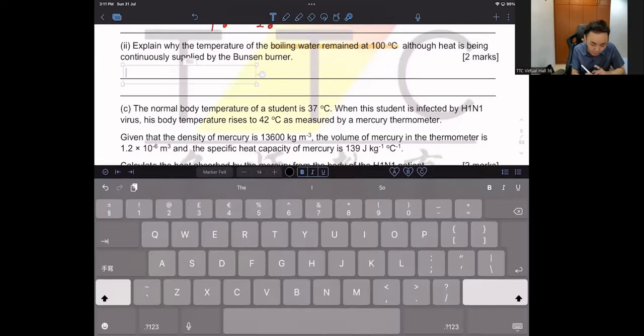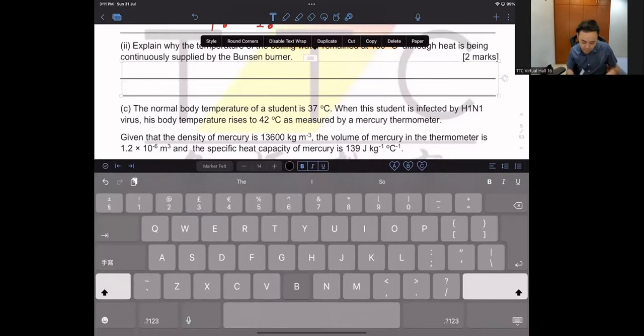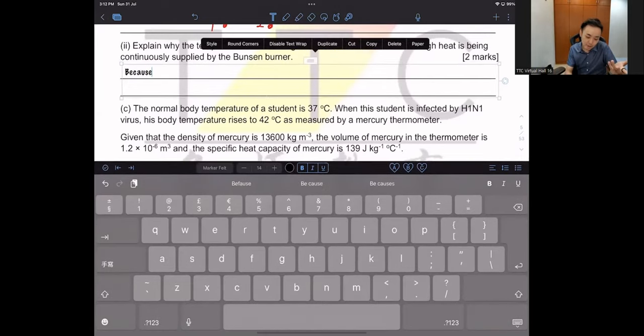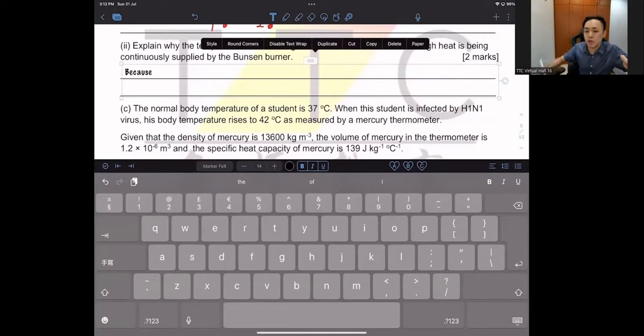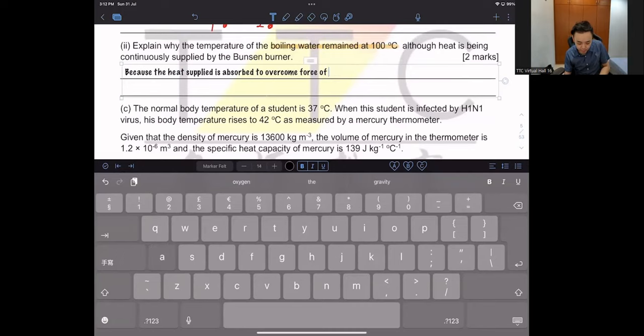Now, what am I looking for? Is the keyword that you must mention. Because what? When we change states, what is the use of the energy? We use the energy for what? When we're changing states. Exactly, there we go. Now, because the heat supplied is absorbed to do what? Now, don't use break bond, not good. I insist, don't use break bond. The better word to use is what? Overcome, yes, force of attractions, okay? Force of attractions between molecules, because it's water, so we use molecules, which is better.